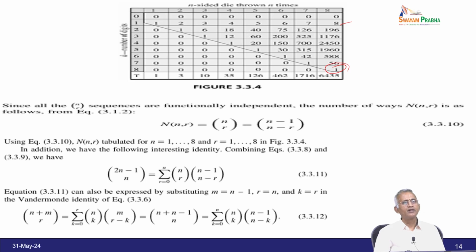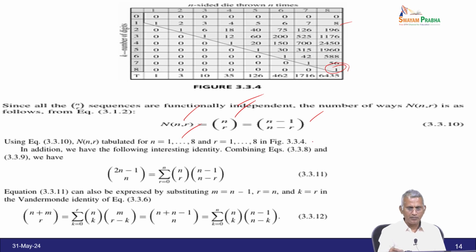So, this is the sequence of NCR sequence are functionally independent. The number of ways, capital N of NCR, is as follows. Capital N of NCR is equal to n minus 1 C n minus r. So, the equation 3.10 is N of n comma r tabulated for n equal to 1 to 8, where r equal to 1 to 8 in the figure. So, in addition we have the following interesting identity.